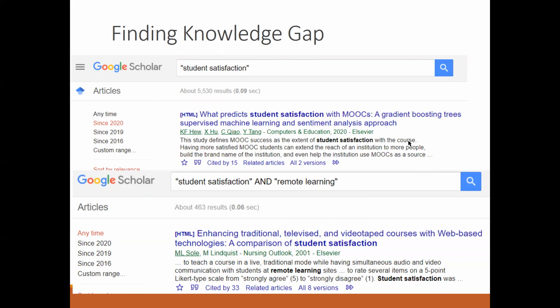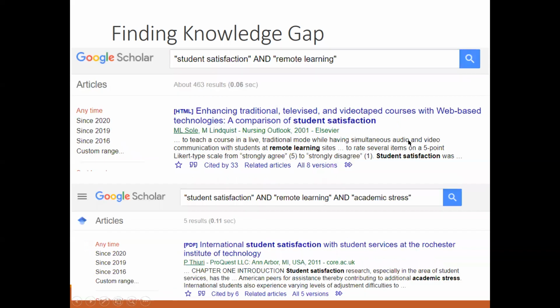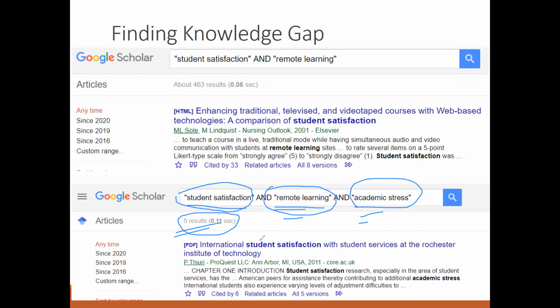So how can we further specify it? We further specify it by discussing student satisfaction in the remote learning environment and the relationship of student satisfaction with academic stress in the remote learning environment. And to our surprise, there are only 5 research papers which have been published on this topic. The research papers which have studied these three aspects related to students, there are only 5.